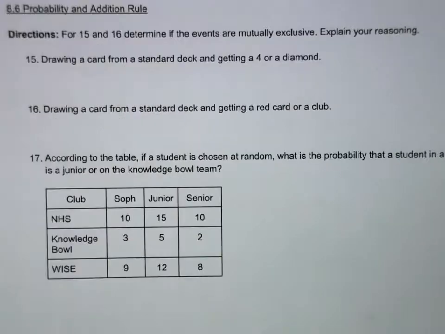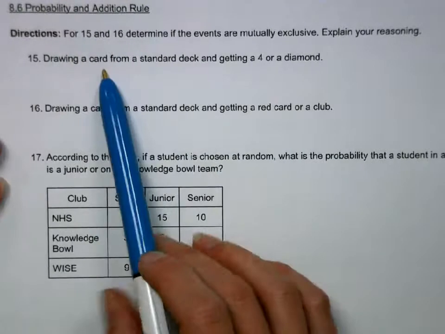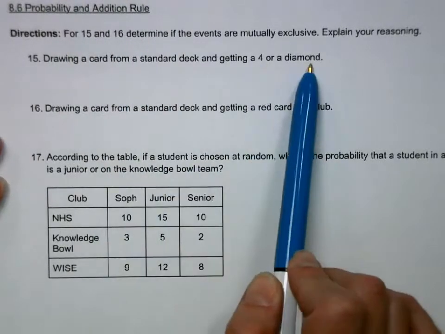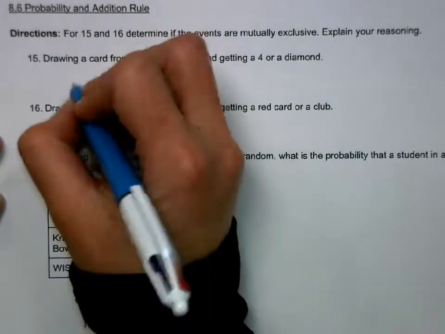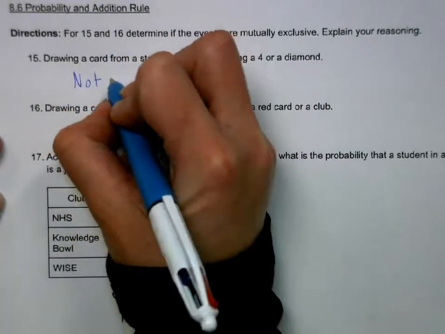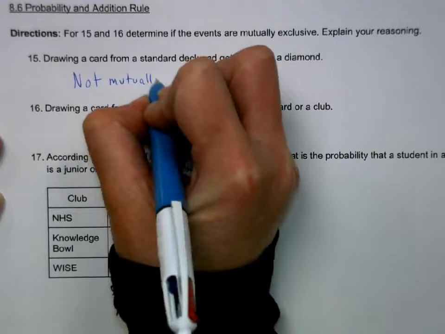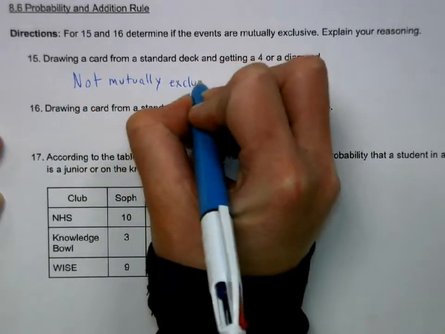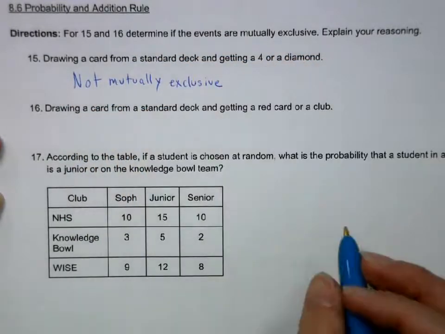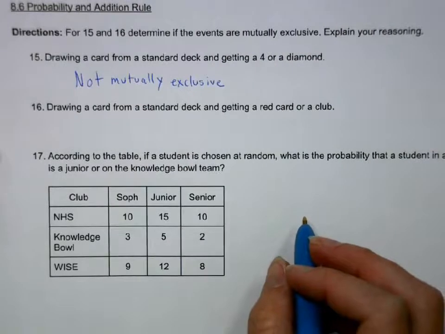For 15 and 16, determine if the events are mutually exclusive. So mutually exclusive means that there's no overlap. So drawing a card and getting a 4 or a diamond. This is not mutually exclusive, because there is an overlap. There are diamonds that are 4s or 4s that are diamonds.